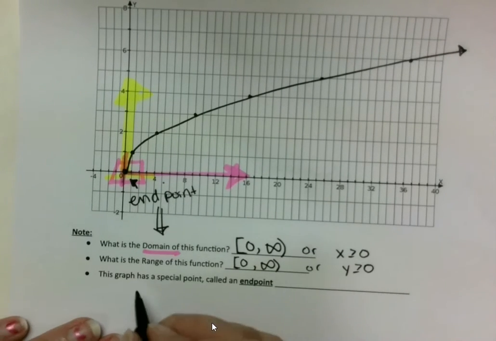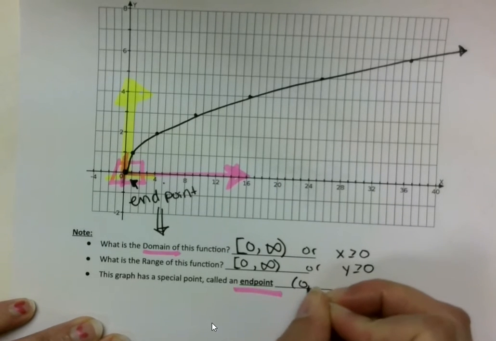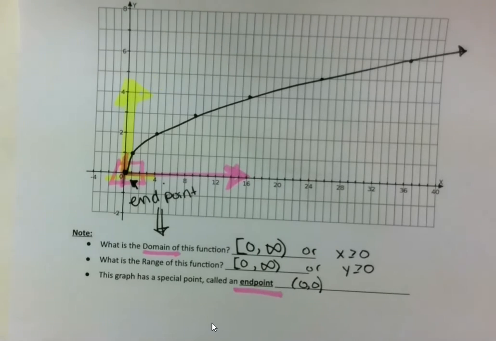Okay. The graph of this has a special point called the end point, which in this case was (0, 0). Important to note that you don't draw your graphs to go through those because they truly do not.